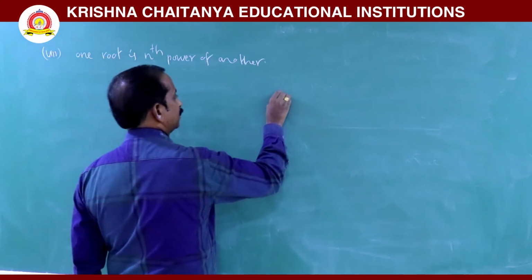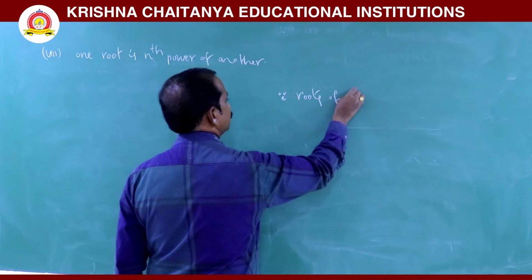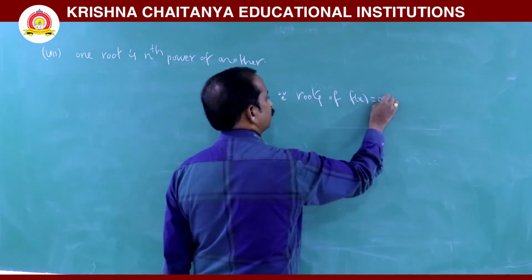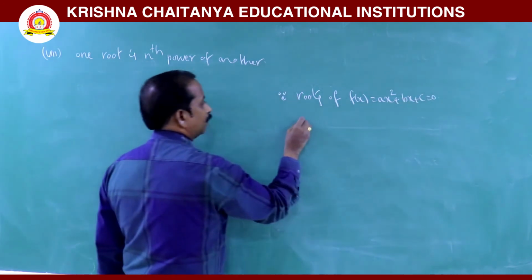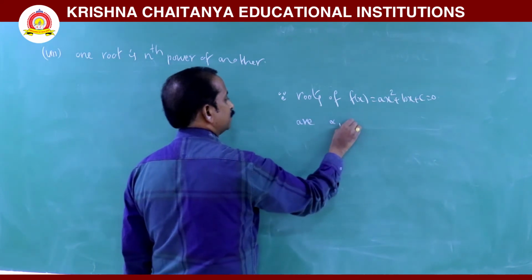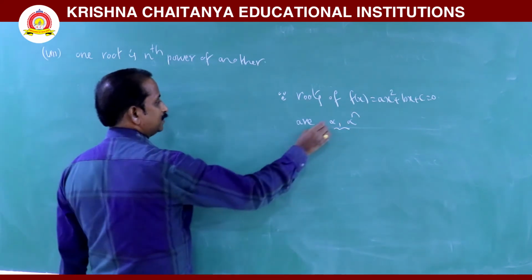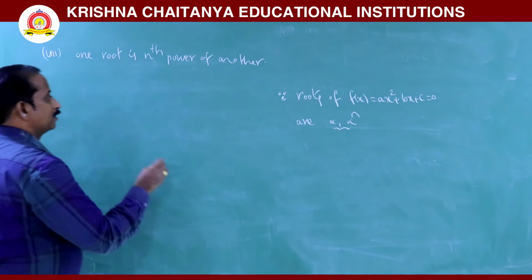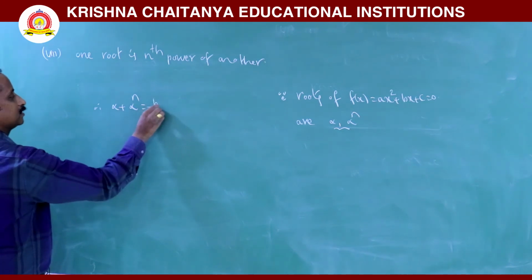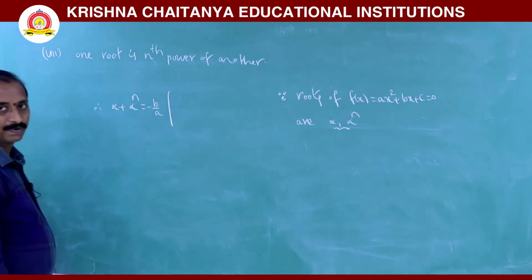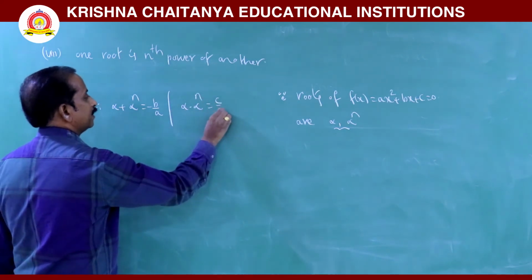Let us consider the roots of f of x is equal to 0. f of x is nothing but ax square plus bx plus c is equal to 0, where one root is alpha and the other is alpha power n. So which condition is satisfied? Consider the sum of the roots: alpha plus alpha power n is equal to minus b by a, and the product of the roots is alpha into alpha power n, nothing but c by a.